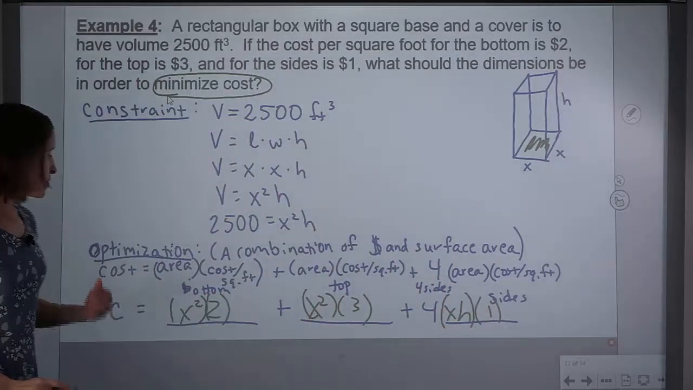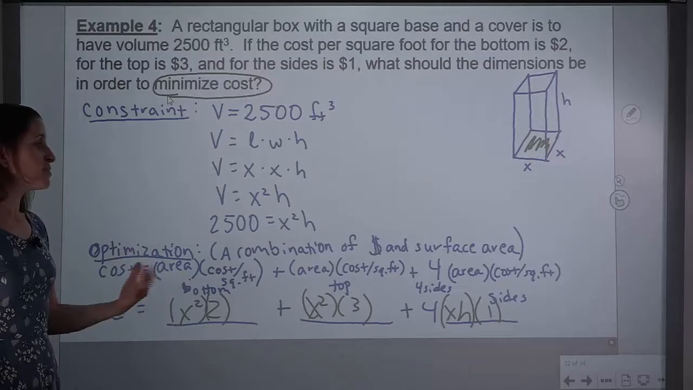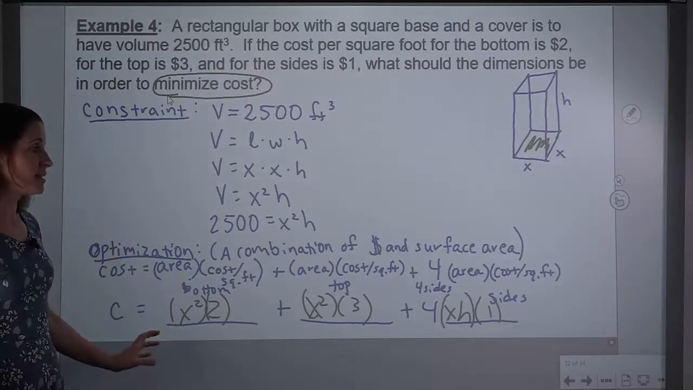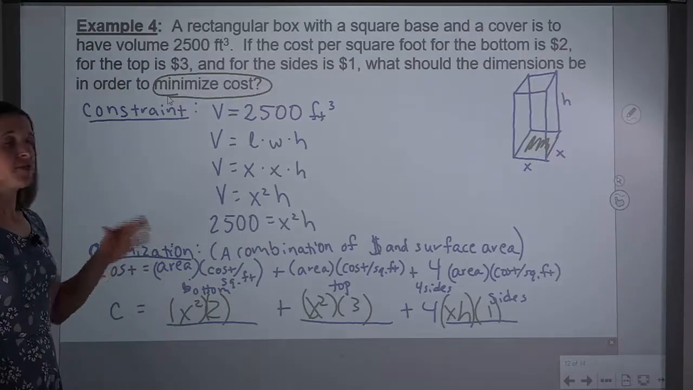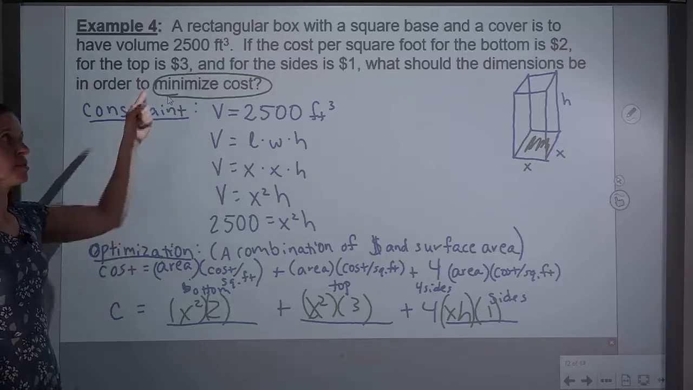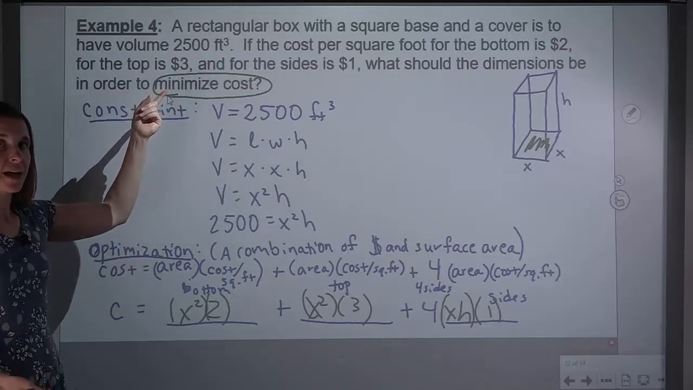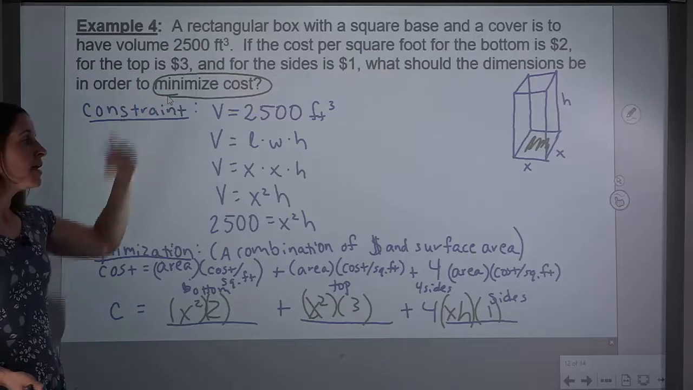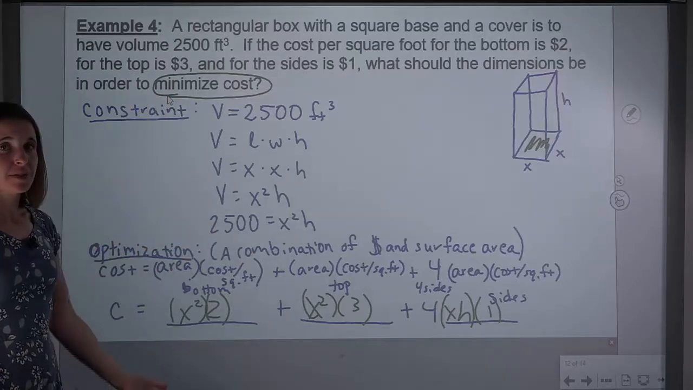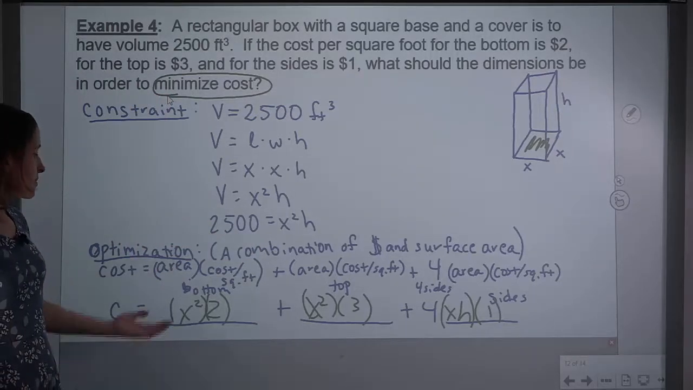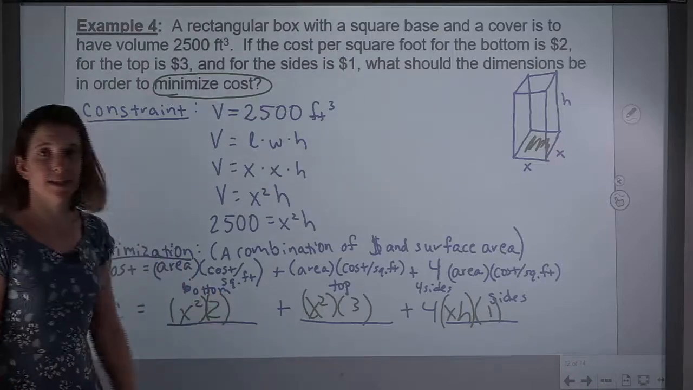Okay, so you might want to pause it and look at that. This seems to be the big hang-up for everybody, is writing this cost function. But we are simply finding the area of each kind of side and multiplying it by the dollars per square foot of that kind of side as described in the problem. And then, for instance, for the sides, we need to recognize there are 4 of them. So that's my cost, and I'll summarize it on the next page.